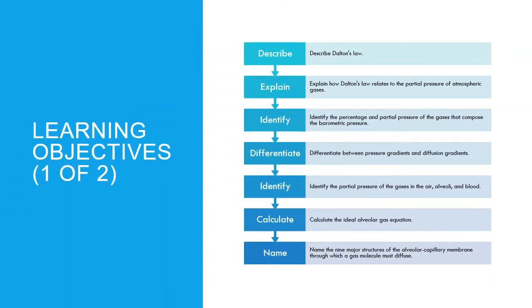In this video, you should be able to describe Dalton's law, explain how Dalton's law relates to the partial pressure of atmospheric gases, and identify the percentage and partial pressure of the gases that compose the barometric pressure. You should also be able to differentiate between pressure gradients and diffusion gradients. The student should be able to identify the partial pressure of the gases in the air, alveoli, and blood, calculate the ideal gas equation, and name the 9 major structures of the alveolar capillary membrane through which a gas molecule must diffuse.